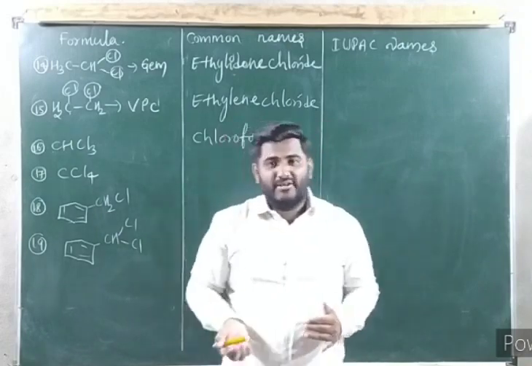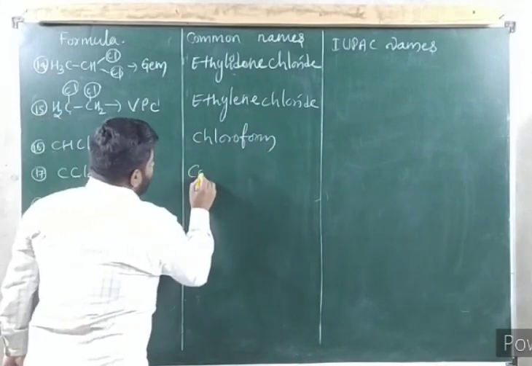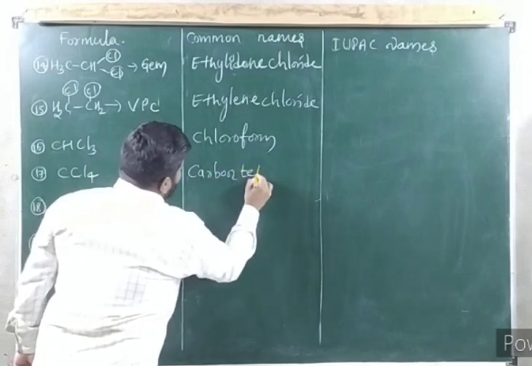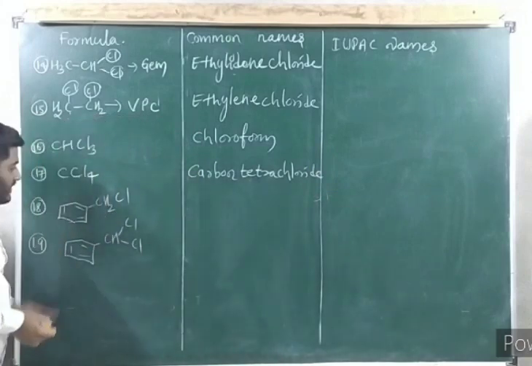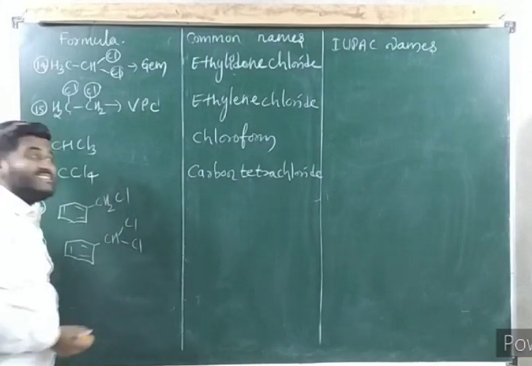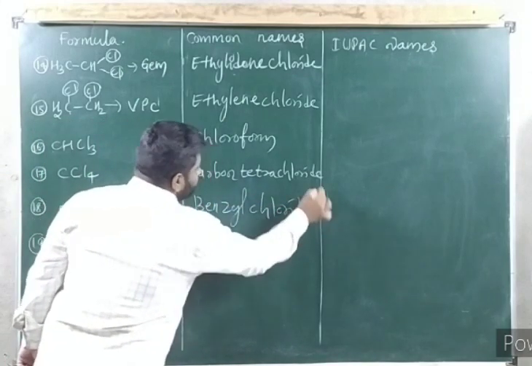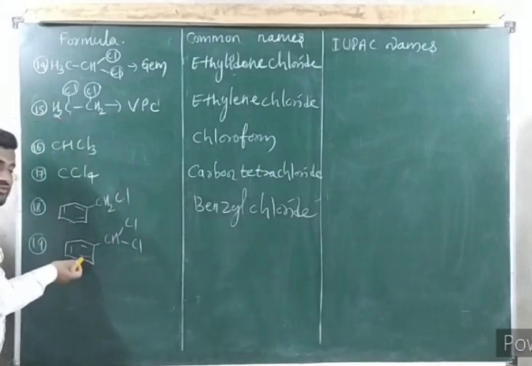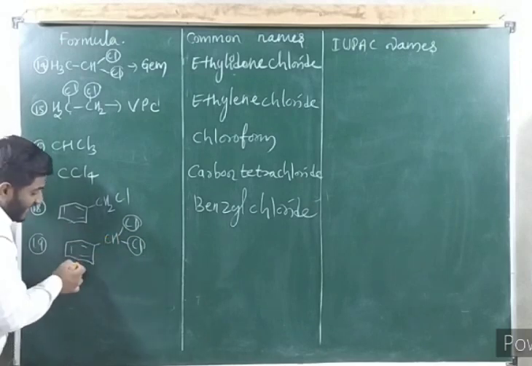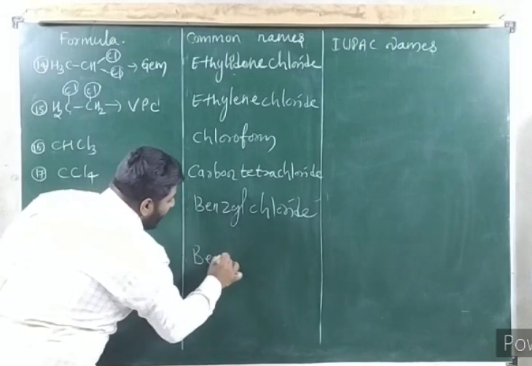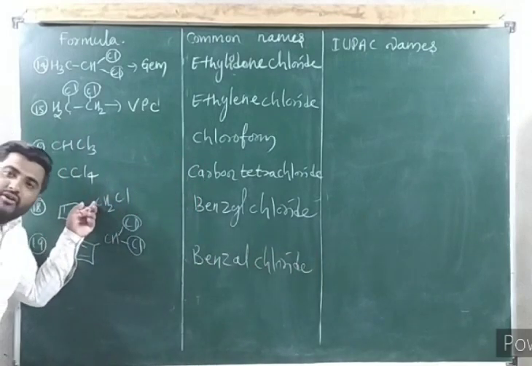Okay. CHCl3 is chloroform. CCl4, the common name is famous again: carbon tetrachloride. This one, benzene with CH2Cl, is called benzyl chloride. What about this one? Here the halogen is attached to the carbon next to the benzene ring, therefore it is called benzyl chloride. See the difference.